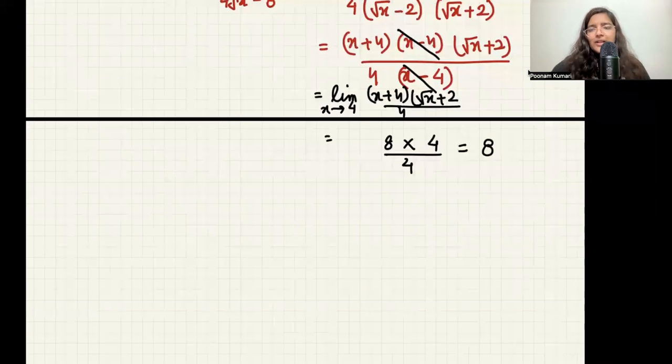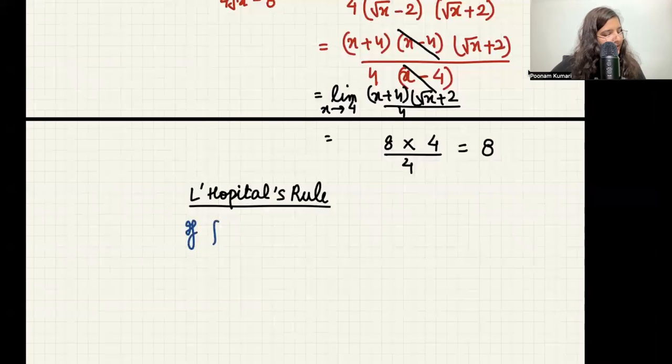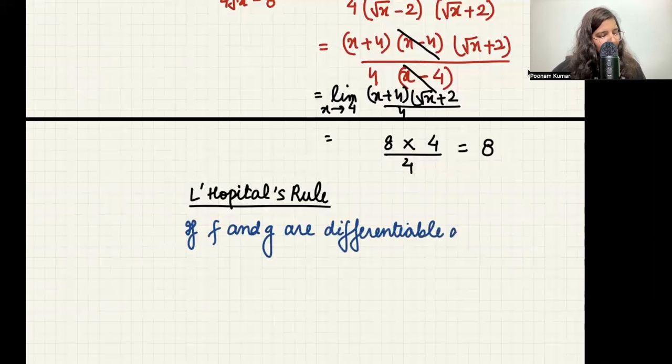So L'Hopital's rule, without getting too much into detail, I'll just try to put the result and what are the things that you need to take care of. Okay. So what is L'Hopital's rule saying? It says, let's say you have two functions f and g, and they are differentiable at x equals to a. Okay, so you have two functions f and g, and let's say they are differentiable at a point x equals to a. Okay, and that's where basically you want to figure out your limit.